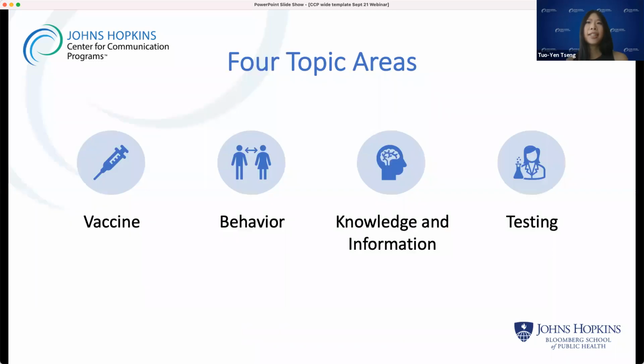There are 15 sections on the dashboard organized into 4 topic areas. These are vaccine, behavior, knowledge and information, and testing. I will give some examples of these different data visualizations.